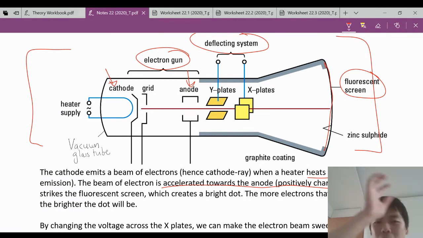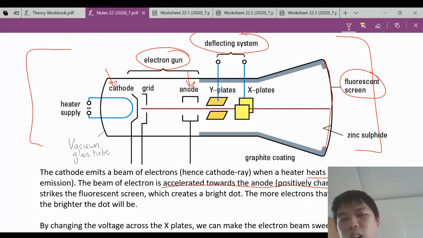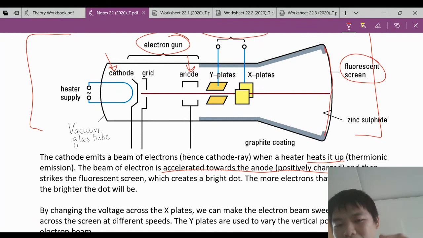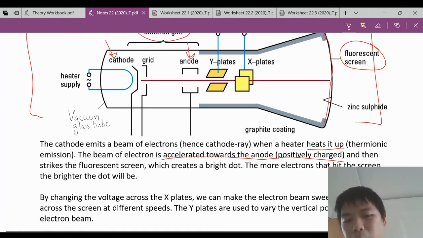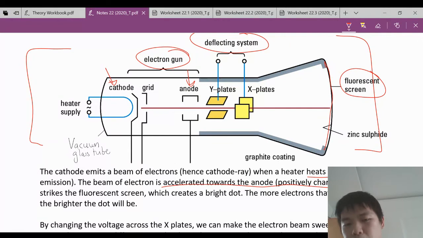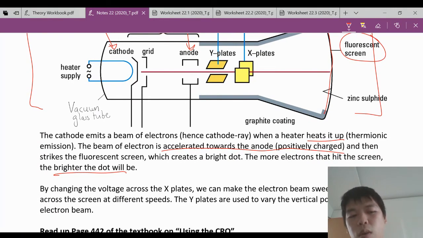By setting up the anode at a certain distance away, it generates an electric field that accelerates these charges and gives them movement, and they move along the remaining path all the way to the fluorescent screen. You can adjust these dots by using the deflecting system. When more electrons hit the screen, the dot will be bigger, a brighter indication on the fluorescent screen. Now, you can change the movement of these electrons by changing the voltage across the plates.